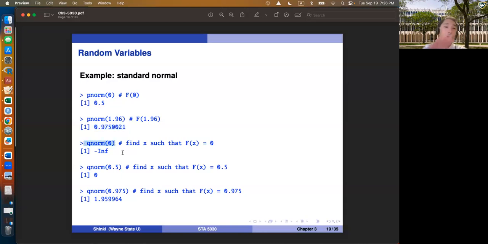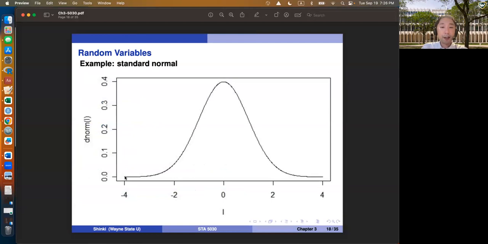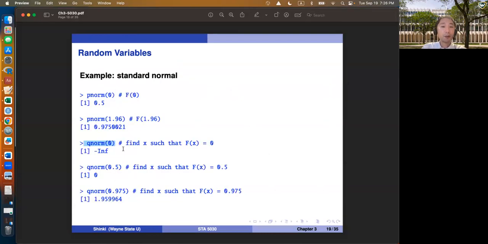qnorm of 0: if the probability is 0, the threshold is -infinity. Sorry, maybe we go back to qnorm. So the area is 0. That means the threshold is infinitely negative. If we have some finite value, the area is still some positive value. So qnorm of 0 is always -infinity. Capital F of x approaches 0 as x goes to -infinity.